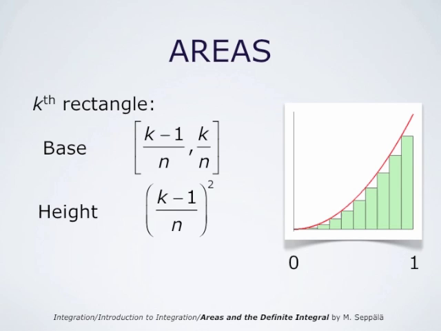Its height is the value of the parabola at the left endpoint of this interval, that is, the height is ((k minus 1) over n) squared. And the area of the kth rectangle is base times height, and the base has the length 1 over n. Therefore the area is ((k minus 1) over n) squared times 1 over n. This is the area of the kth rectangle.